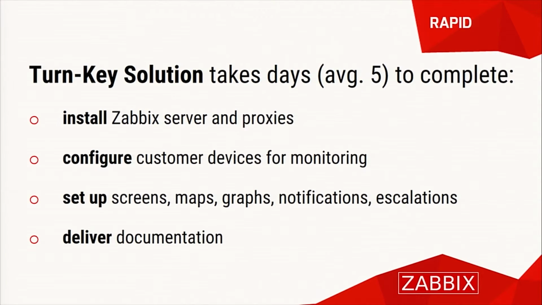For this year, an average turnkey solution, which is what we call this service, takes 5 days, and an average infrastructure is somewhere between 700 and 1,000 servers. You may compare it to some other companies which would take weeks and months to install. During this process, Zabbix will be installed and configured, all the devices will be configured, screens, maps, graphs, everything will be set up, and we will deliver documentation.